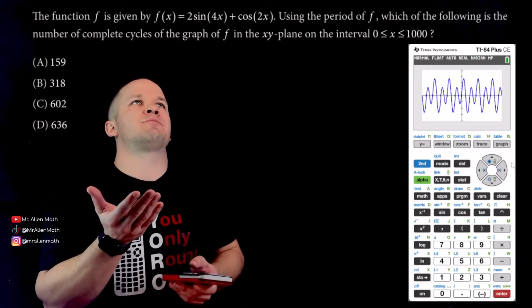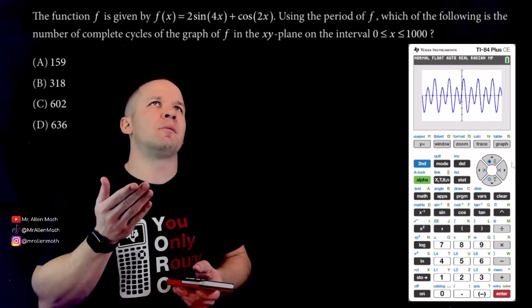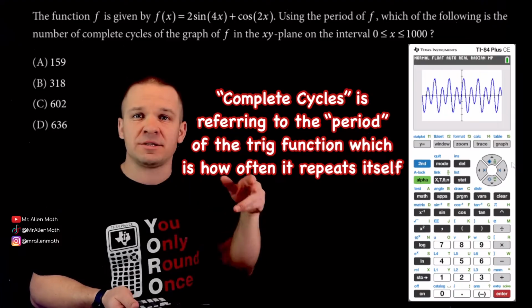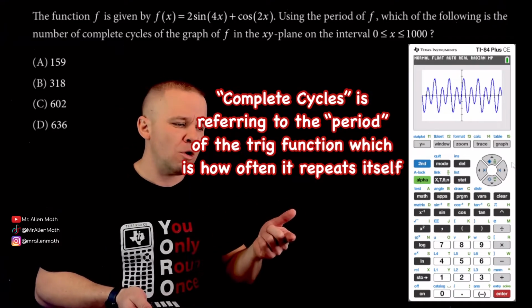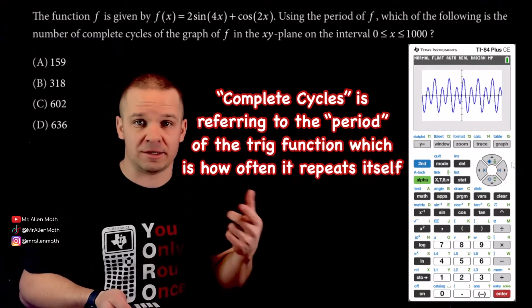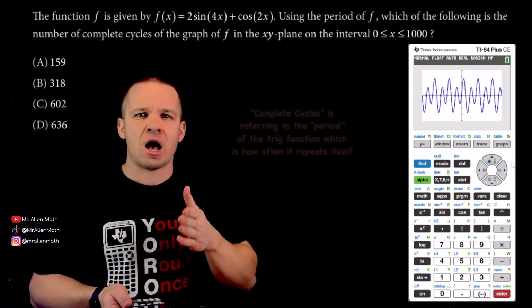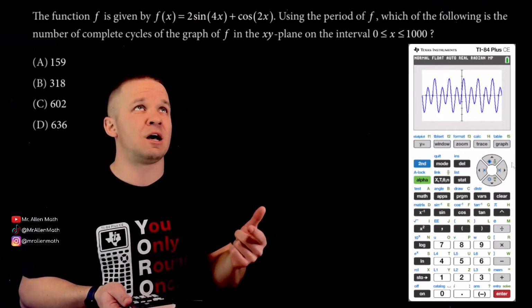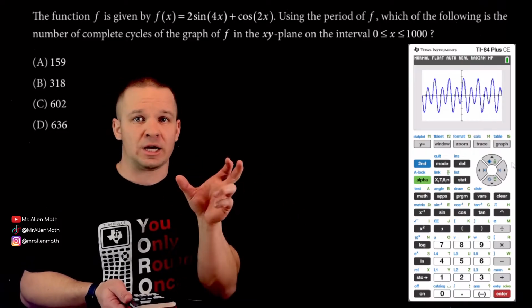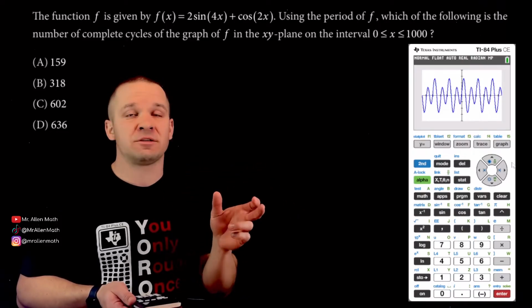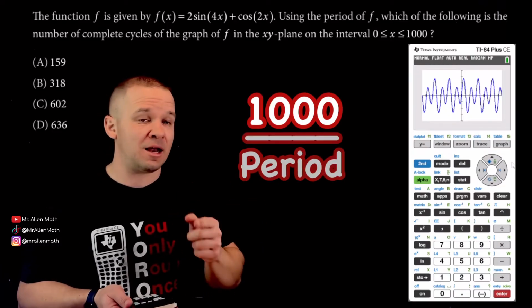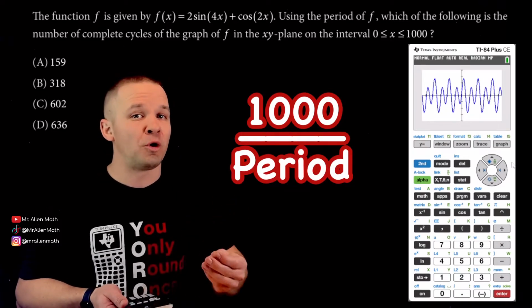So how do we answer this problem? It says, which of the following is the number of complete cycles? So we're talking about, like, it's a periodic function. It repeats itself periodically. Well, how often does it repeat itself, right? So if I can figure out how often it repeats itself, then I can tell you how many times it repeats itself from 0 to 1,000, which is like a length of 1,000 there, in our x values. So if I can figure out how often it repeats, could I just do like 1,000 divided by that number? That seems like a workable plan, right?